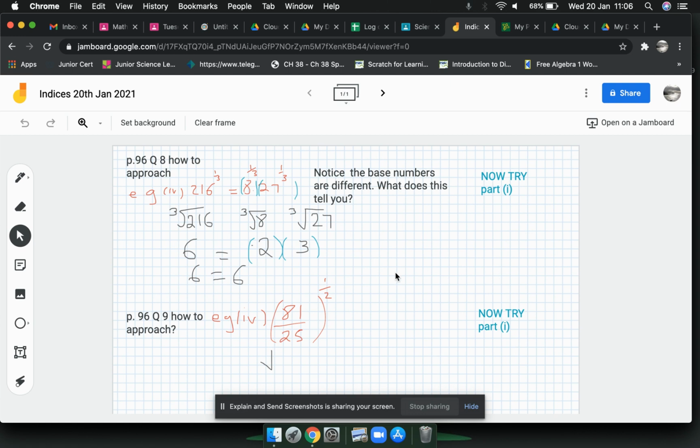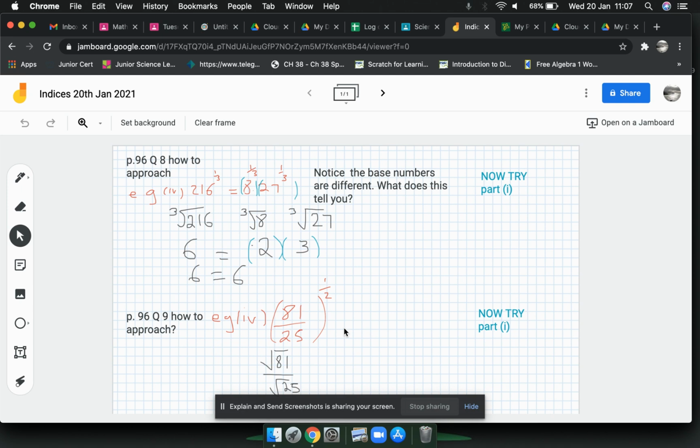Why? Because what I do to one, I have to do to the other. If there's a bracket surrounding the whole fraction, and we're told that this is to the power of a half, then the power of a half would change the value into a square root, so the square root of 81. But you also have to do that to the denominator here, which is 25, so square root of 25. Therefore, when you work this out, you should get a value.